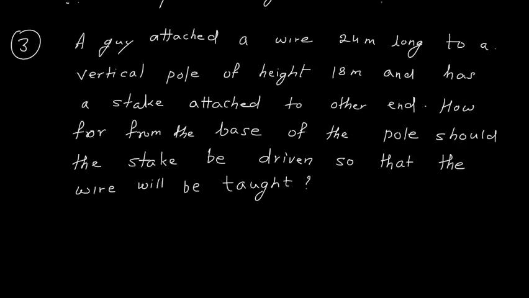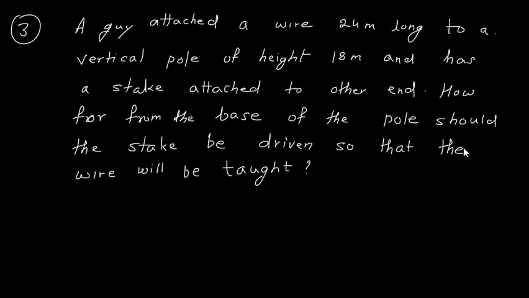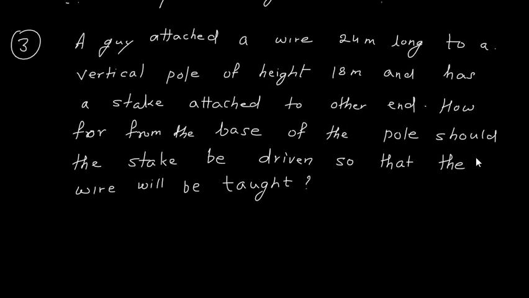Let us do the third question. Here is the third question. A guy attached a wire 24 meter long to a vertical pole of height 18 meter and has a stack attached to the other end. How far from the base of the pole should the stack be driven so that the wire will be taut?